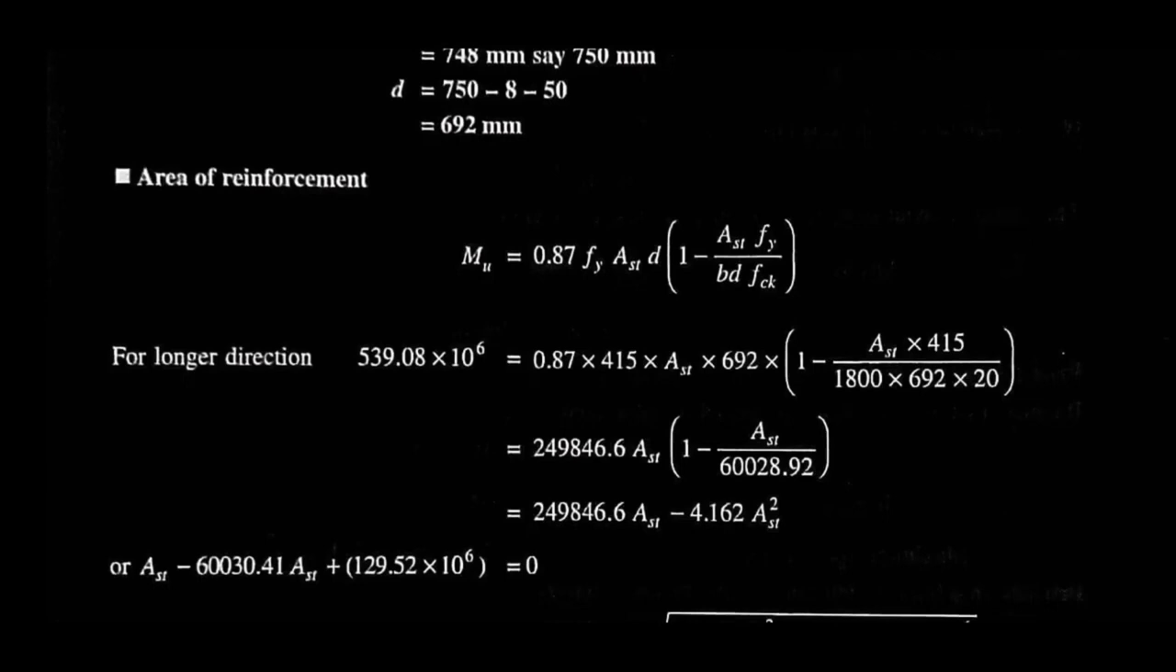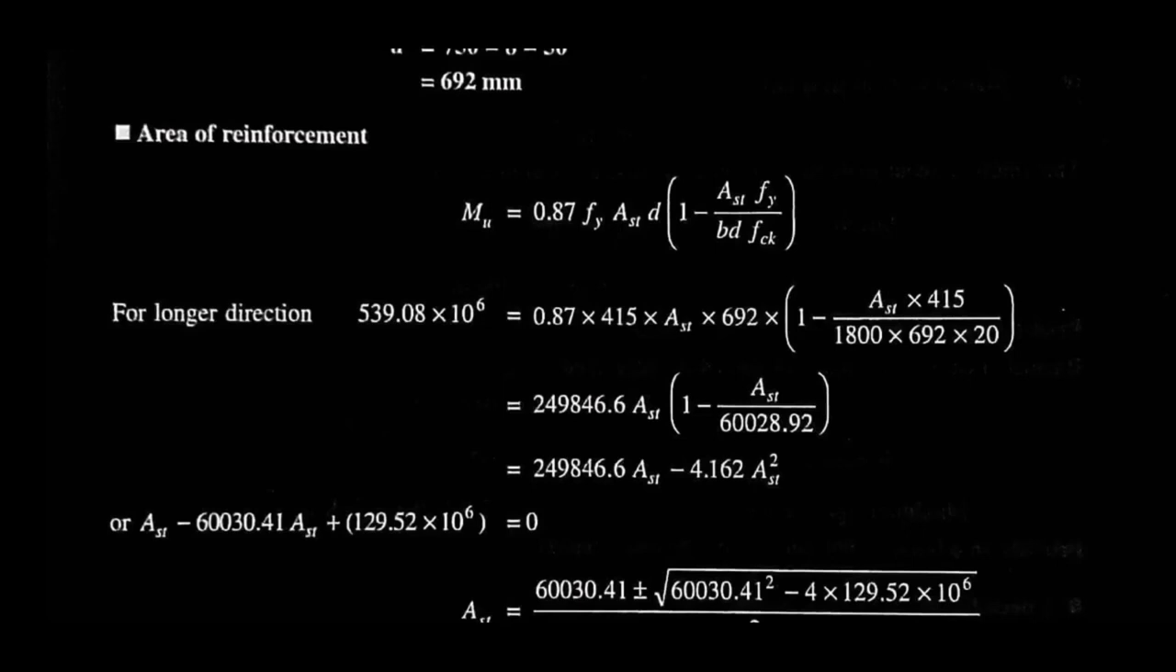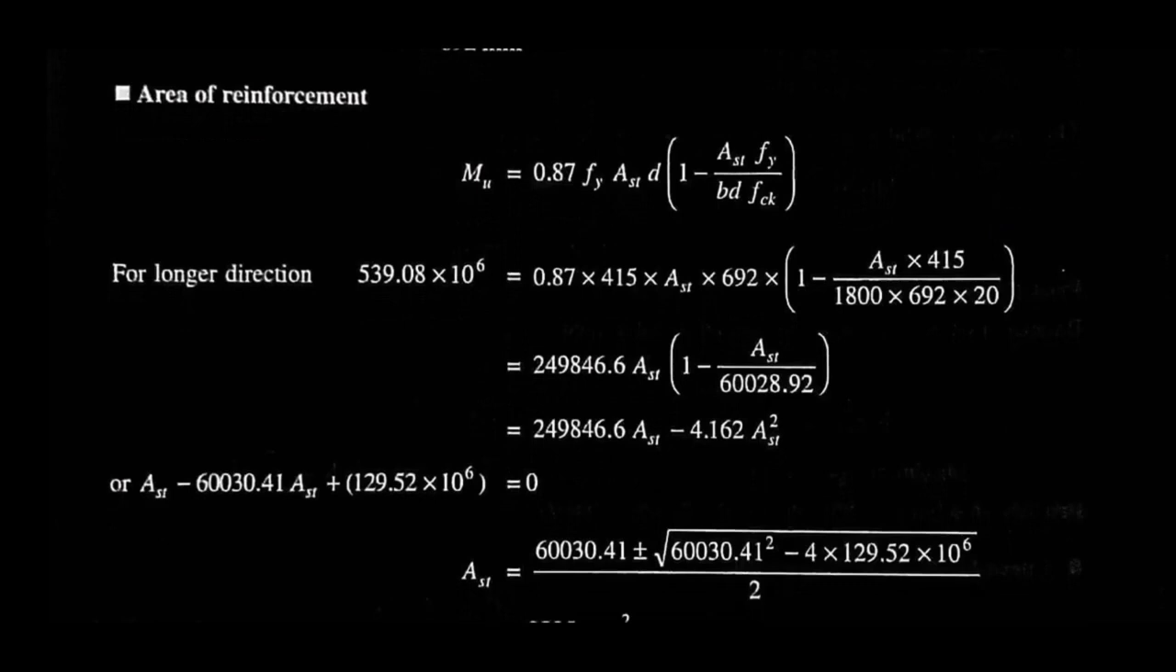So this is equals to 249,846.6 AST within bracket 1 minus AST by 60028.92. That is equals to 249,846.6 AST minus 4.168 AST square, or AST minus 60030.41 AST plus 129.5 into 10 to the power 6 is equals to 0.